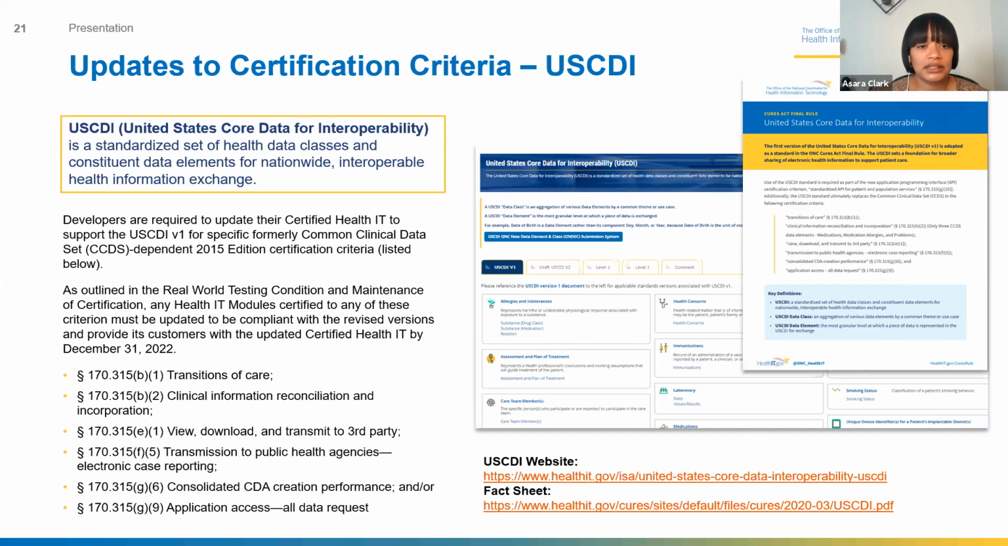Okay, so developers are required to update their certified health IT to USCDI version 1, specifically for the formerly CCDS-dependent 2015 edition certification criteria. All right, and once you make these updates, include them in your real world testing plan for the following calendar year should the updates be made before August 31st of that year. If it falls into the next year, just make sure you meet the required deadline for these updates to be made, which is December 31st, 2022.